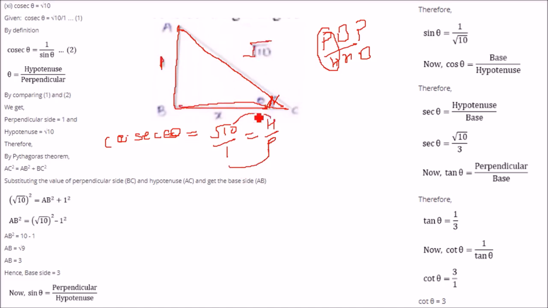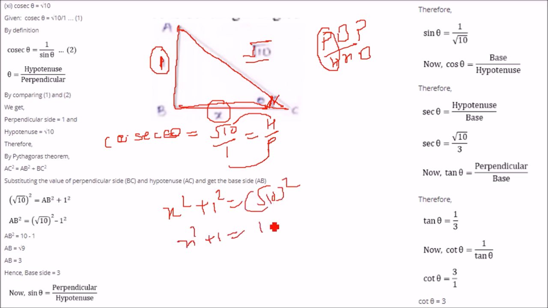How to find the base? We will use the Pythagoras theorem. We know that x square and 1 square, when we add, it has to be equal to the square of this one. So x square plus 1 square will be equal to under root 10 whole square. What do we get? x square plus 1 equal to 10. Bring 1 here, minus 1. This is 9. x square is 9. x will be equal to under root 9, that is 3. So this is now 3.